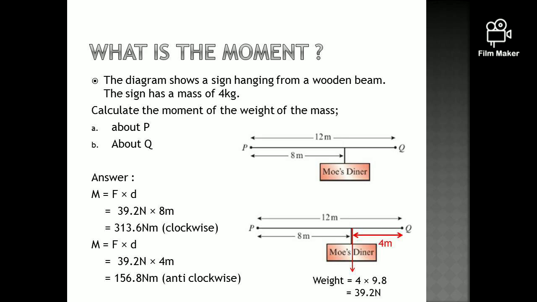Then if you consider from point Q, what is the shortest distance or the perpendicular distance to the force of 39.2? The total length is 12 meters. Out of 12 meters, if you remove 8, you will obtain the length of 4 meters. Therefore, we can calculate the moment as 39.2, already found the weight, into 4 meters, that is 156.8 Newton meters. This is anti-clockwise. Remember that when you consider the moment, identifying the direction as well as magnitude would be very important.